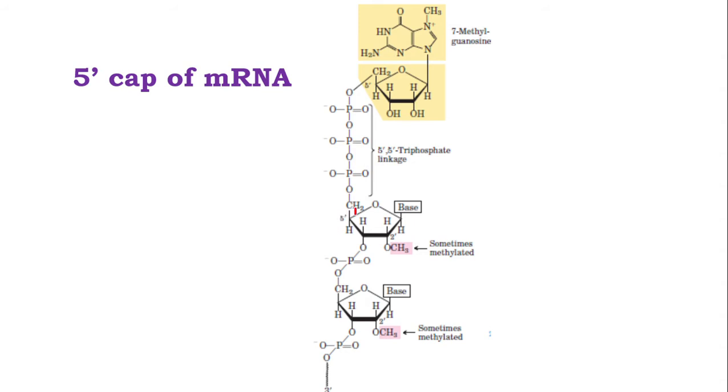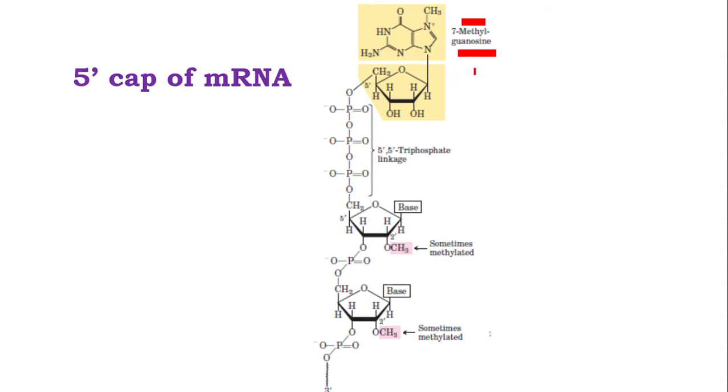It has a 5' CH2OH. The 5' CH2OH is highly active. And remember, this 5' end bears 3 phosphate groups, so it is highly reactive. It is given a cap. What is the cap? The cap is 7-methyl guanosine. 7-methyl guanosine is added.